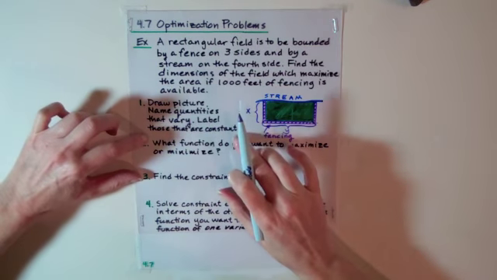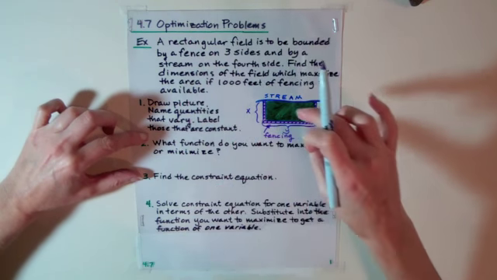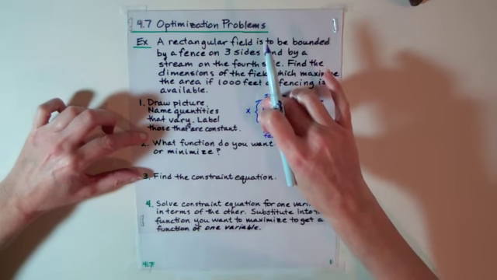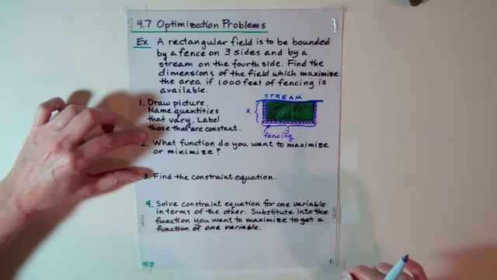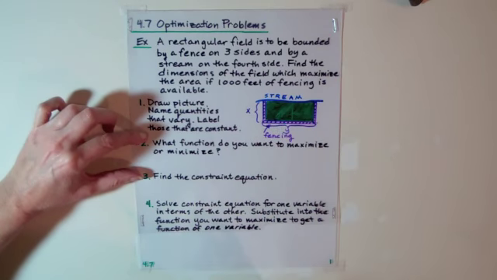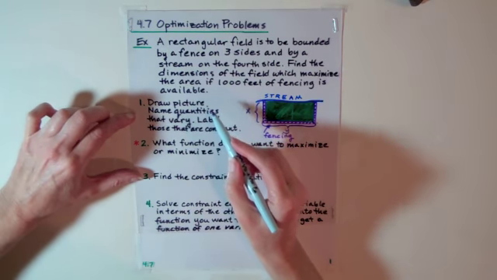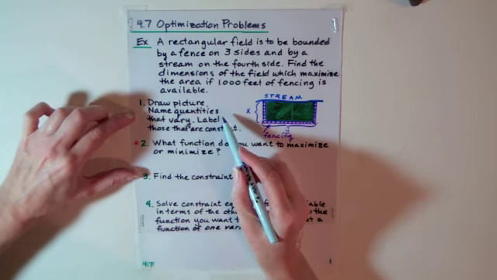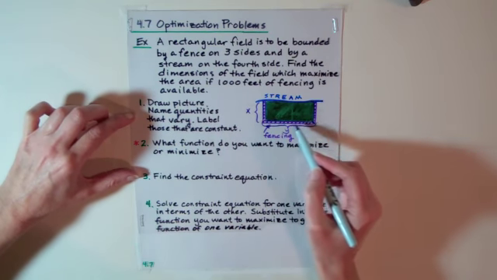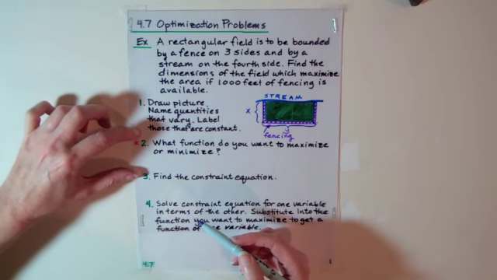There really aren't any dimensions that are constant in this case. They don't tell me that the width has to be 20 feet or something like that. So there are no constants that I'm going to add into this picture. So that is step 1, is just to draw the picture if it isn't already provided, and then name all the quantities that vary with variables, and anything that's a constant, just label it with that constant.